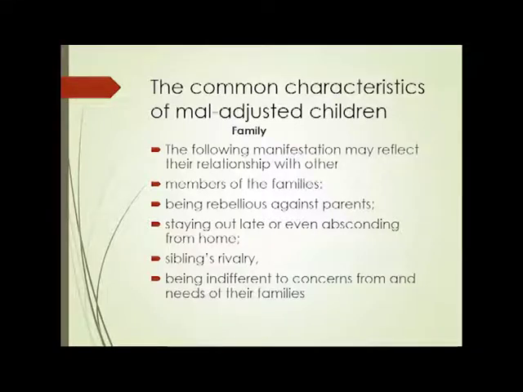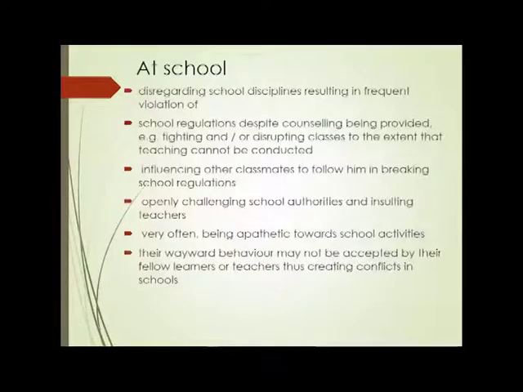The common characteristics of maladjusted children in a family: they are rebellious against parents, stay out late, even abscond from home, have sibling rivalry, and are indifferent and unconcerned about their families. So these are just some of the common characteristics of a maladjusted child when it comes to family, and we also have them at school. How do they behave at school?